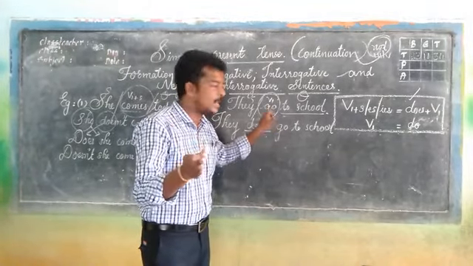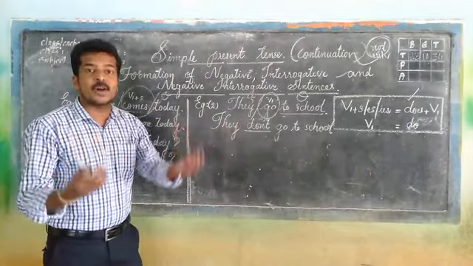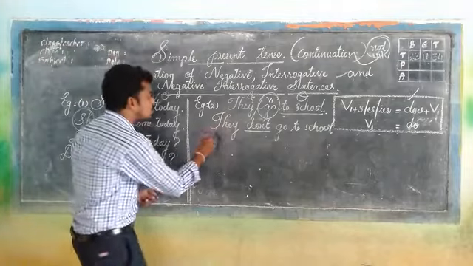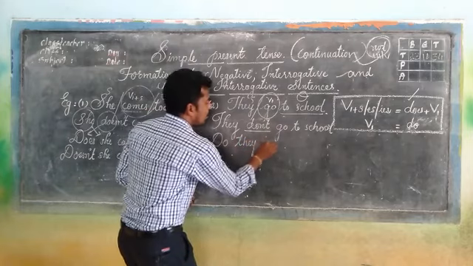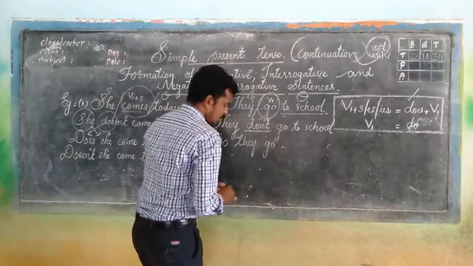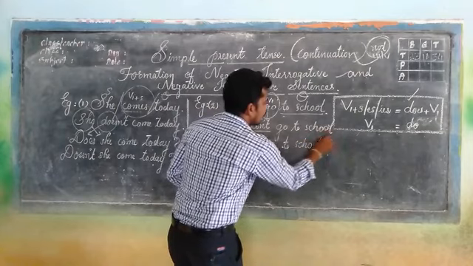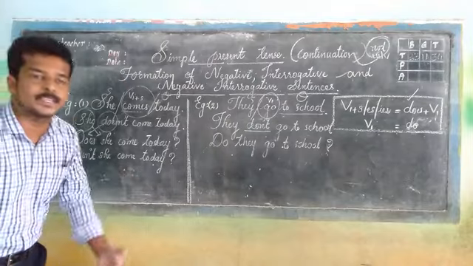Do you understand? So next is interrogative. Interrogative in the sense, as I told you, a rhetoric question, we can start from the helping verb. Do they go to school? And this is the interrogative sentence which ends with a question mark or an interrogation mark.